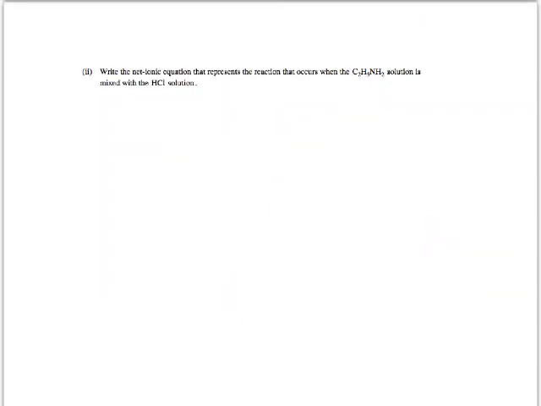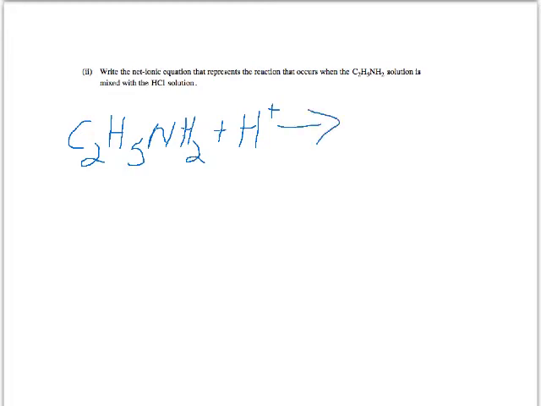Alright, so you want to write the reaction between the weak base, which is C2H5NH2, and for a strong acid, we'll just write H+. Again, not equilibrium. This is just a reaction because it's strong with something weak. So over here, you're just going to get C2H5NH3 plus.